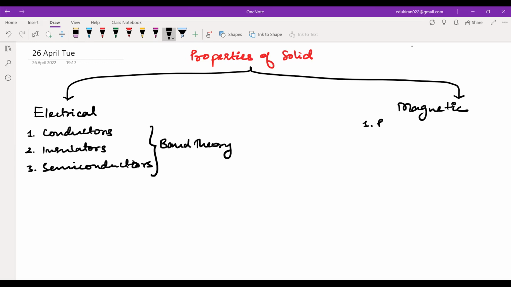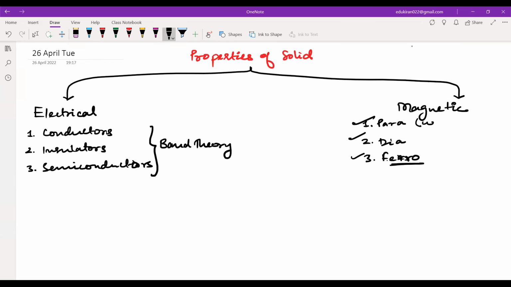A solid can be paramagnetic, diamagnetic, or ferromagnetic. This ferro is a new one. Para is something that you already know, where there will be some unpaired electrons. In dia, all will be paired. In ferro, there will be a highly unpaired number of electrons.